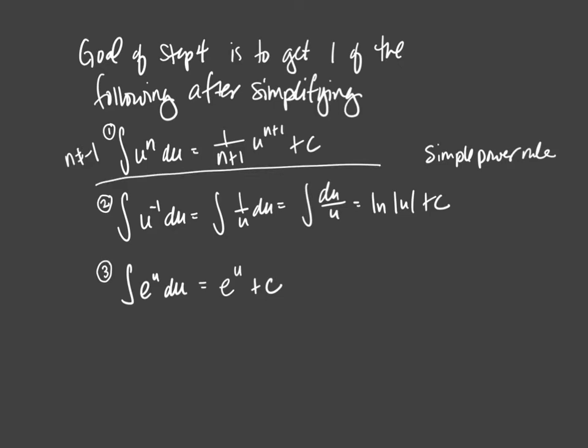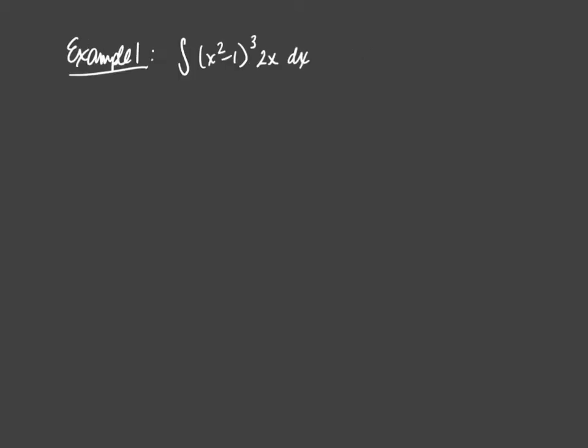That's number 1 here, right? We said that was our goal of step 4, is to get the following after simplifying. So U raised to a power, and that power is not -1. So let's start with an example: the integral of x squared minus 1 to the 3rd power times 2x dx.